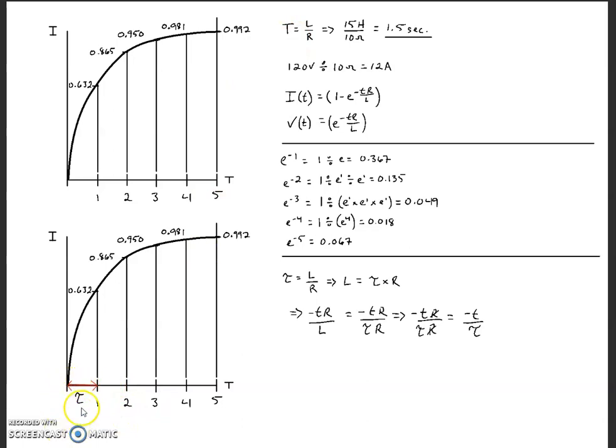And tau, the symbol tau, is 1.5 seconds. So this symbol, the tau, represents 1.5 seconds, and there's 1.5 seconds in between each one of the time constants. So if we take a circuit, 120 volts divided by 10 ohms, and we'll say we have 12 amps. So we want to know what it takes for this inductor to charge up.